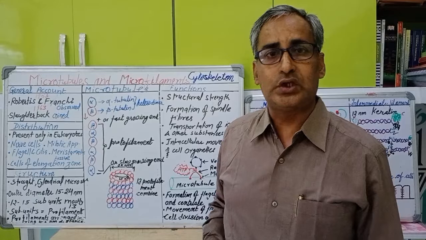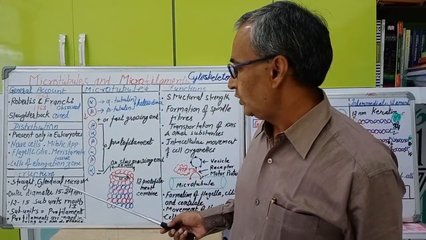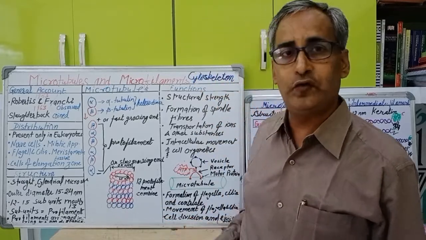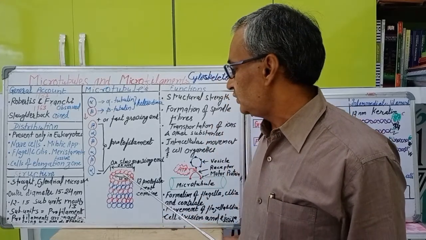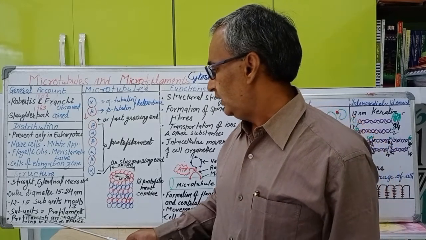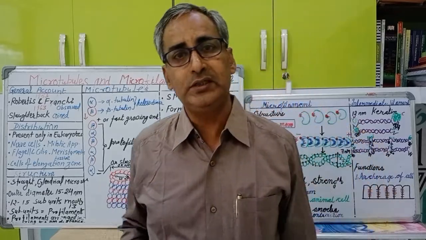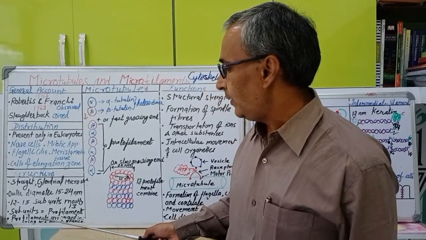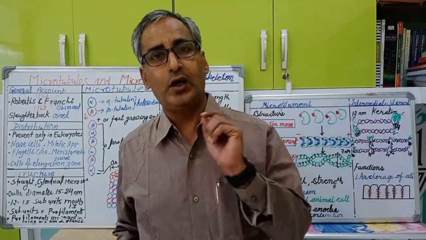Now we will discuss the structure of microtubules. Microtubules are hollow cylinder structures. They are straight and their outer diameter is 15 to 24 nanometers, while their lumen diameter is 12 nanometers. The subunit of the microtubule is the protofilament. These protofilaments are further formed by heterodimers of alpha and beta tubulins.